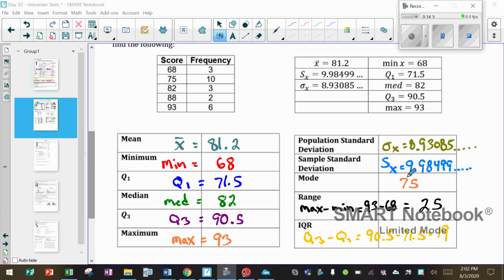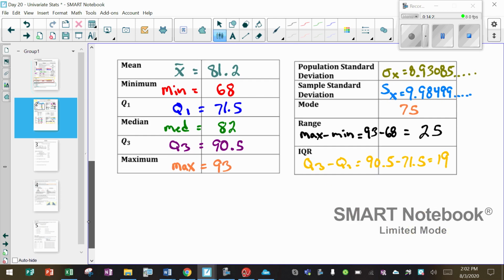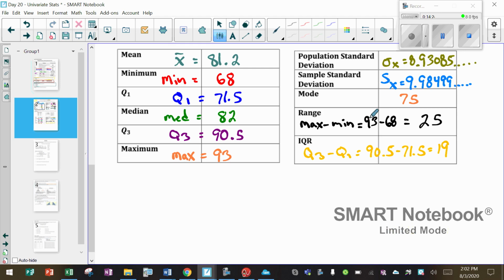Mode, which score occurred most often? Which score has the highest frequency? Well, there were 10 scores of 75, so there's our mode. Range is when you do the highest minus the lowest, max minus min. So 93 minus 68 is 25. And then the interquartile range, that's what IQR stands for, interquartile range. That's Q3 minus Q1, so 90.5 minus 71.5 is 19.